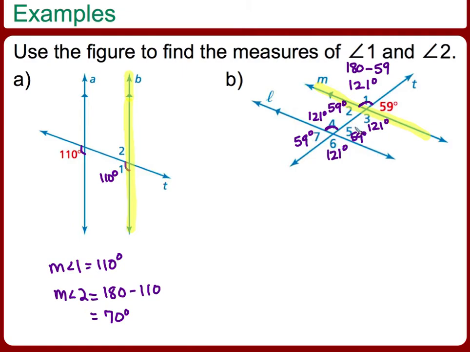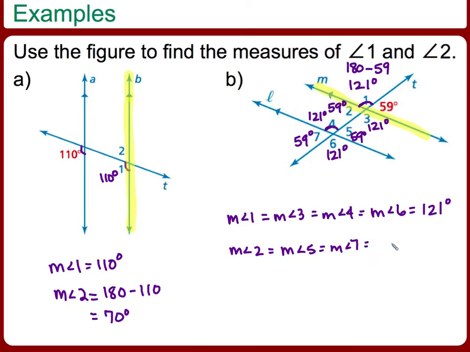And notice, all of the acute angles are congruent, all of the obtuse angles are congruent. So what we can do now is we could say that the measure of angle 1 is equal to the measure of angle 3, which is equal to the measure of angle 4, which is equal to the measure of angle 6. These are all each 121 degrees. Then we have the measure of angle 2 is equal to the measure of angle 5 and the measure of angle 7. Those are all 59 degrees.